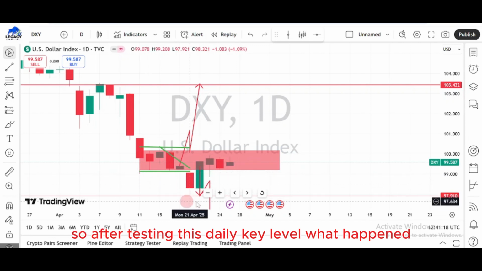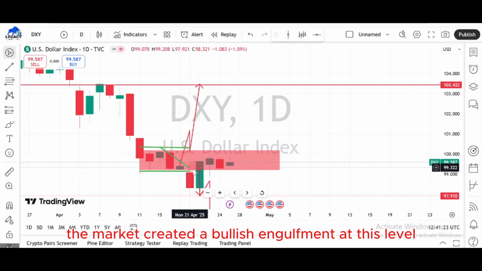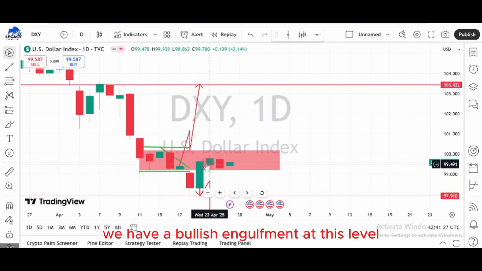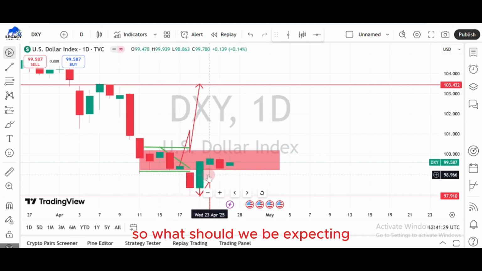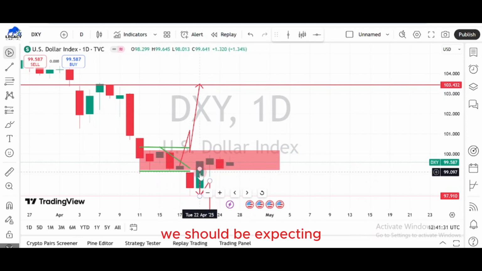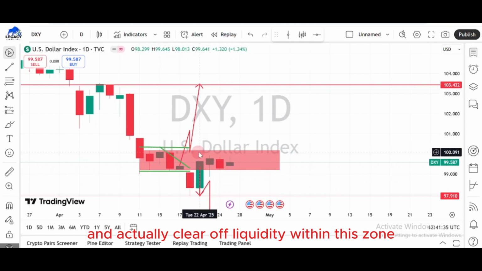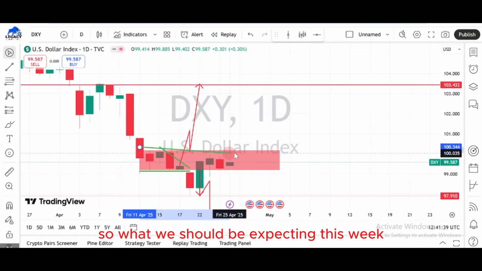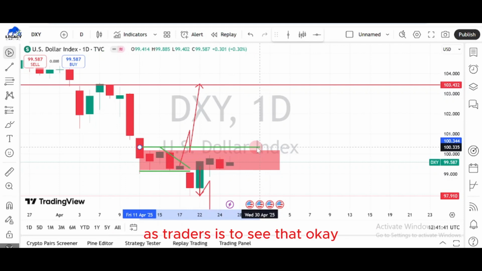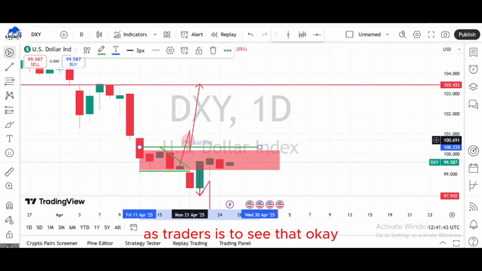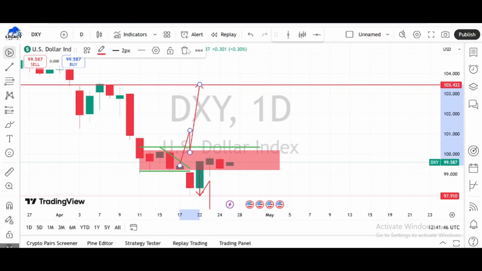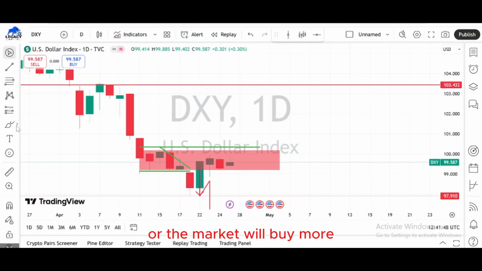So after testing this daily key level, what happened? The market created a bullish engulfment at this level. You can clearly see that we have a bullish engulfment at this level. So what should we be expecting? We should be expecting that the market should push further and actually clear off liquidity within this zone. So what we should be expecting this week as traders is to see that, okay, maybe the market will definitely keep on, or the market will buy more.